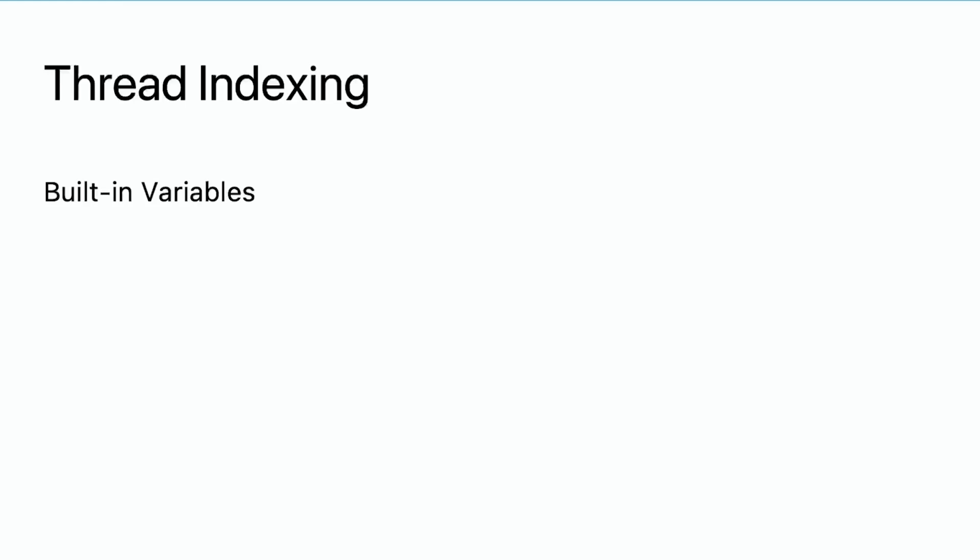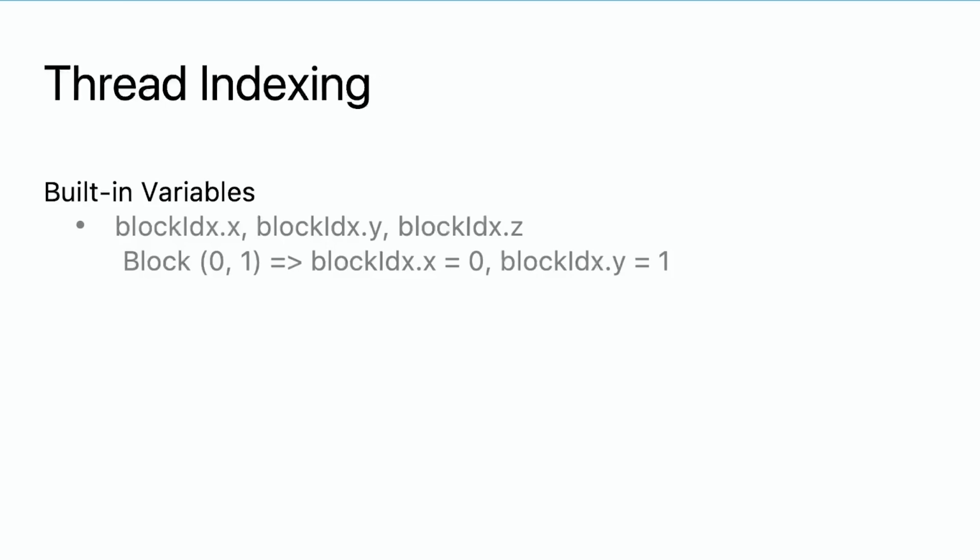Before we go deeper into thread indexing, let's take a look at some of the built-in variables in HIP. The built-in variables like blockIdx.x, blockIdx.y, and blockIdx.z return the block IDs in the x-axis, y-axis, and z-axis of the block that is executing the given block of code. For example, block 01 means the value of blockIdx.x is equal to 0, which is the block ID in the x-axis, and the value of blockIdx.y is equal to 1, which is the block ID in the y-axis.